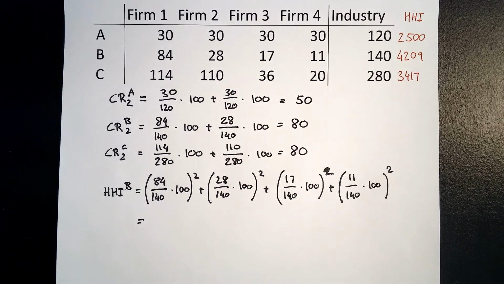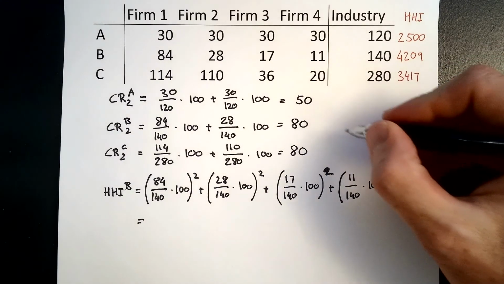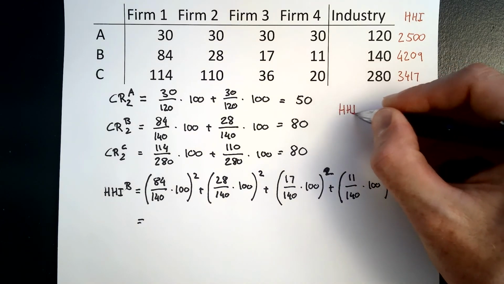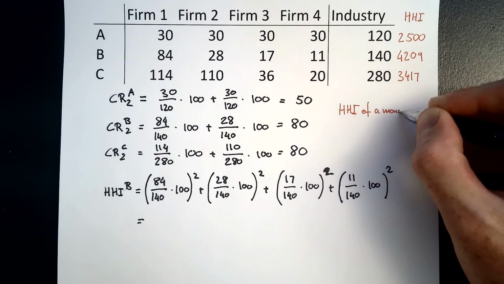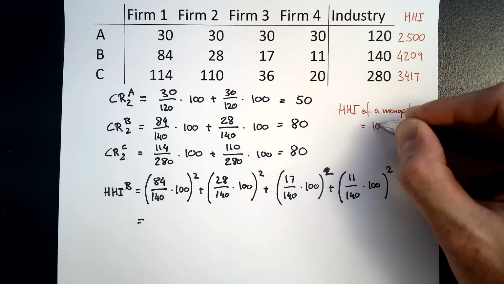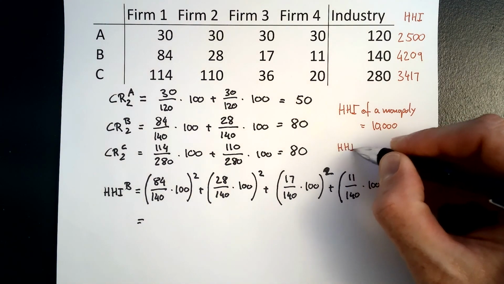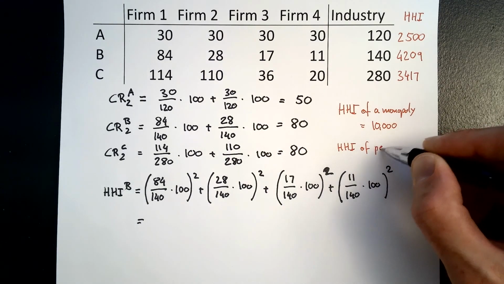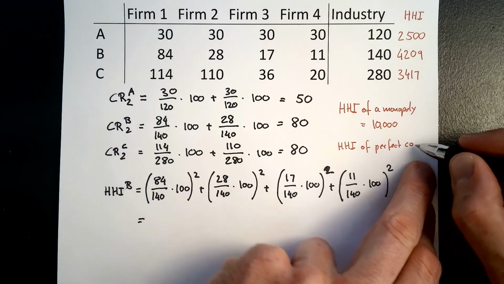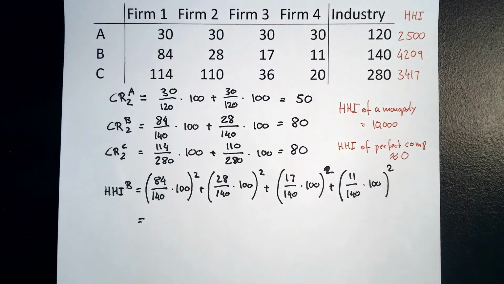And so the maximum HHI would actually be a monopoly. The HHI of a monopoly would be equal to 10,000. And under perfect competition, when each firm has an extremely small market share, the HHI would be approximately 0. So the HHI is between 0 and 10,000. Again, this gives you an idea about how to measure market concentration and tells you something about the industry that we are dealing with.